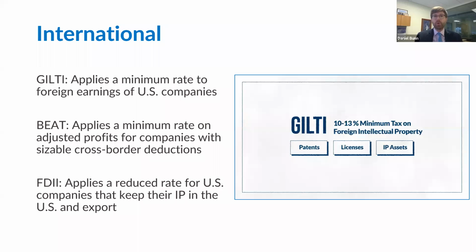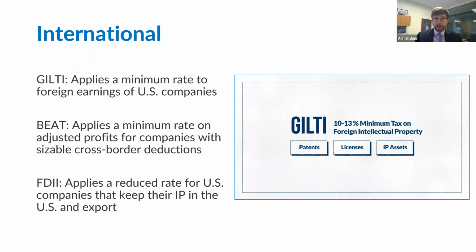There are interactions between GILTI and our foreign tax credit rules that for a lot of companies, you're paying much more than 10.5%, especially if you have exposure to higher tax jurisdictions abroad. That rate is scheduled to go up to 13.125% in 2026 under current law.